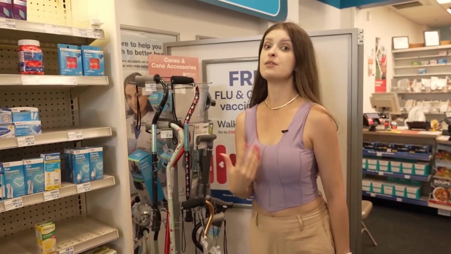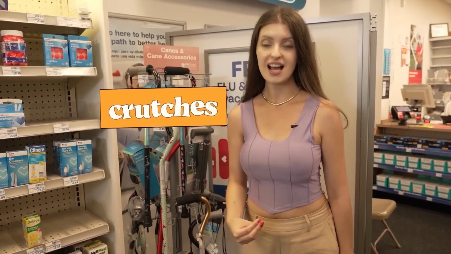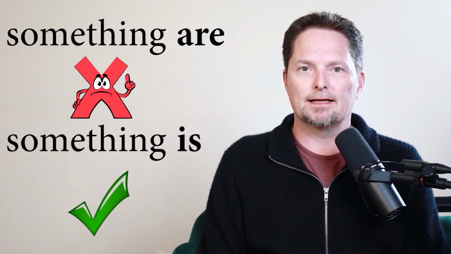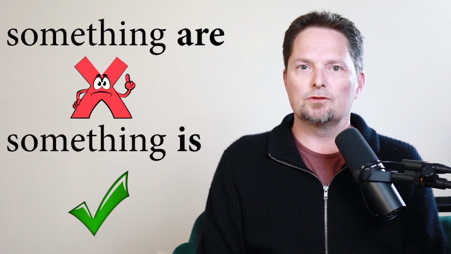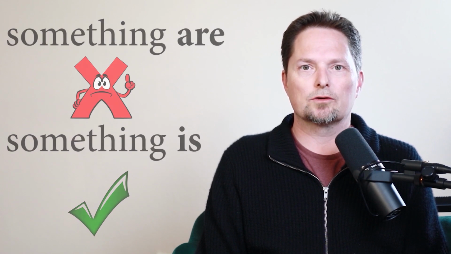This is also not correct. Something you might need in case of an emergency are crutches. I cannot say something you might need in case of emergency are crutches. Something is singular, so we have to use the auxiliary is. Something you might need in case of emergency is crutches. Or I can change something to a plural and say some things. Some things you need in case of emergency are crutches. Example, some things you need if you break your foot are crutches. Let's practice. What are some things you need if you break your foot?